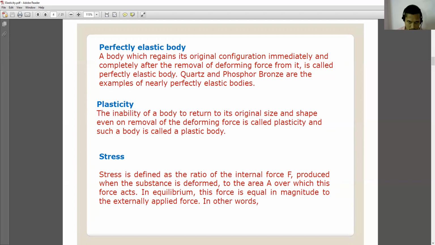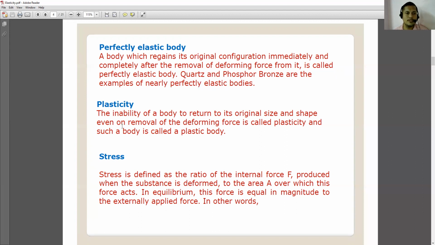In nature, if you consider, it is not in existence, but nearly perfectly elastic bodies we can consider like quartz, phosphor, bronze. These are the examples which we can say as nearly perfectly elastic bodies.